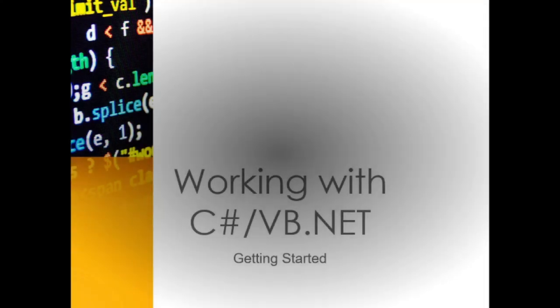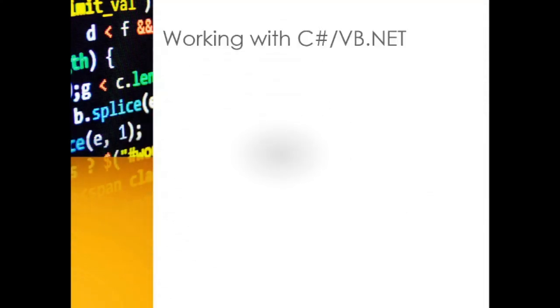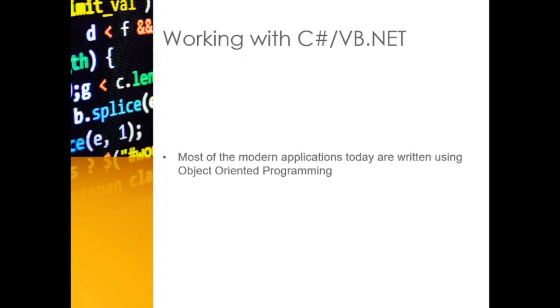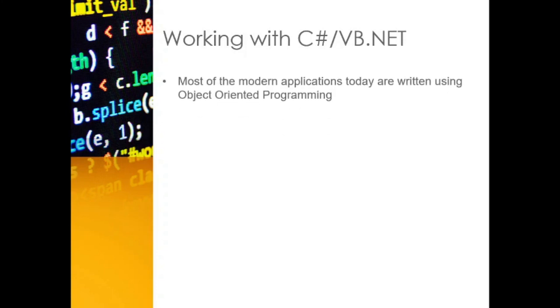So what we are going to see now, working with C Sharp and VB.NET. How will we create classes in C Sharp and VB.NET and work with them? Most of the modern applications today are written using object-oriented programming. As we have seen in earlier sessions, object-oriented programming involves creating objects and classes.